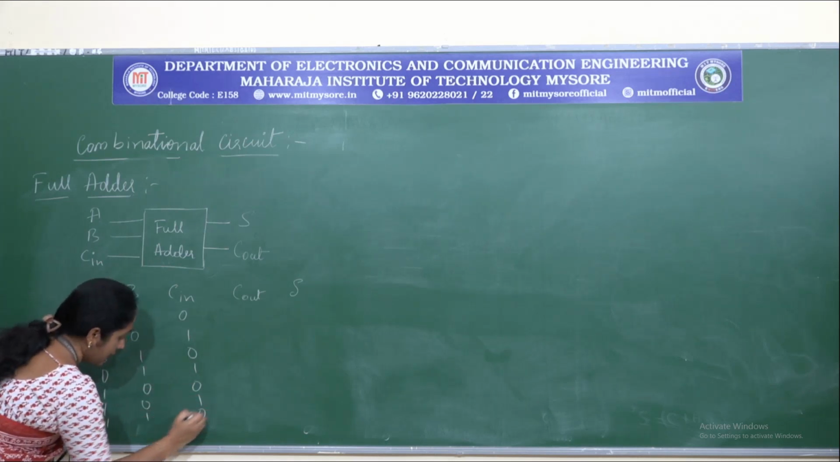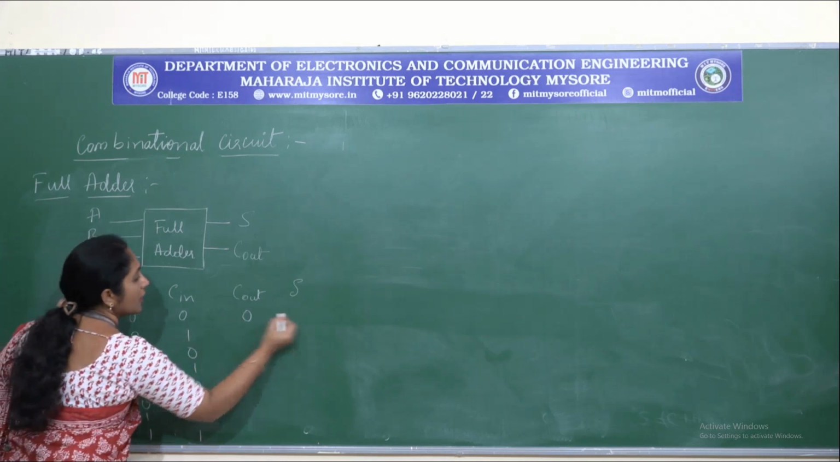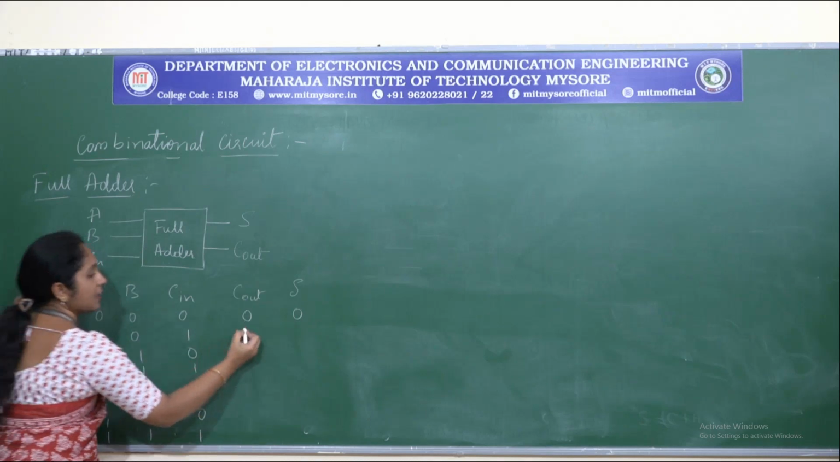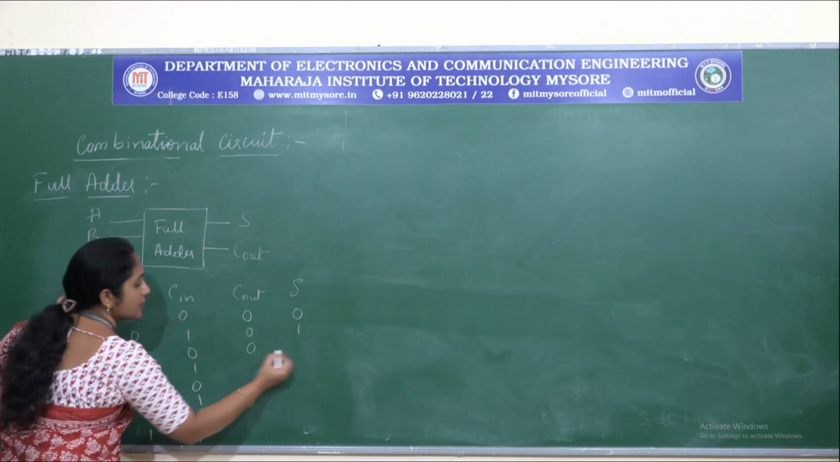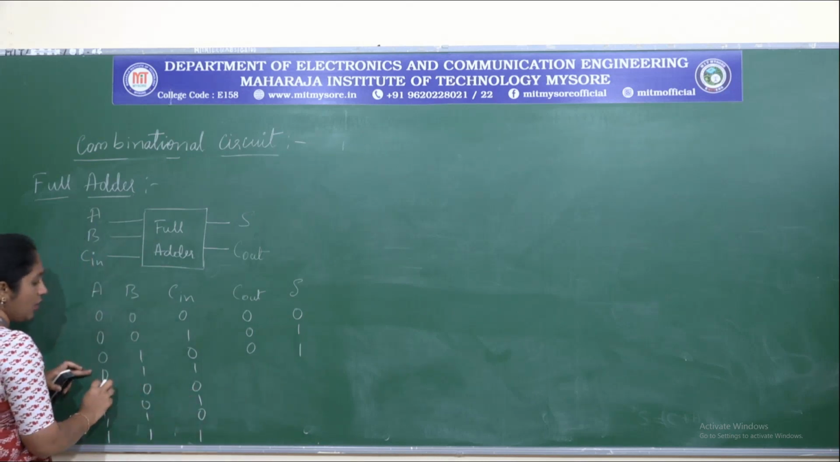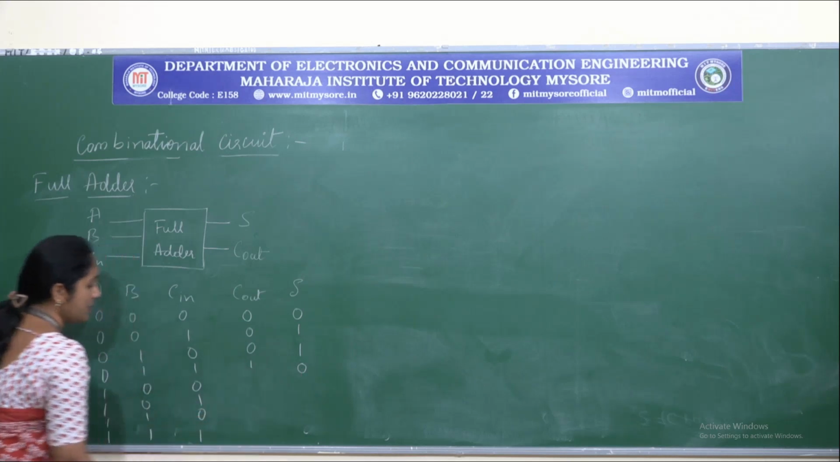5, 6, 7. Now coming to C out, both are 0, 0. Here we have sum as 1, carry as 0. Again, sum is 1, carry is 0. 0, 1, 1. 0, 1, 1. 2 is represented as 1, 0.